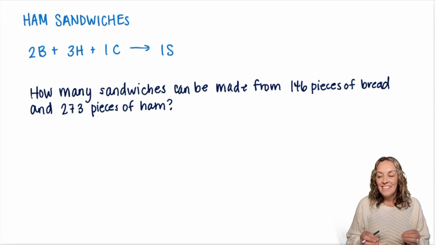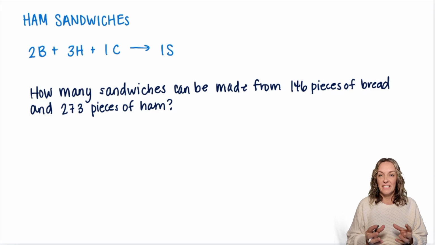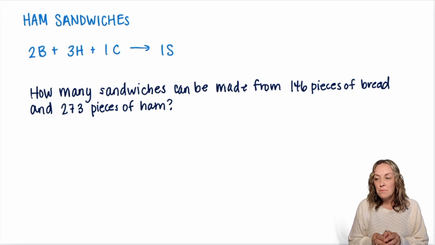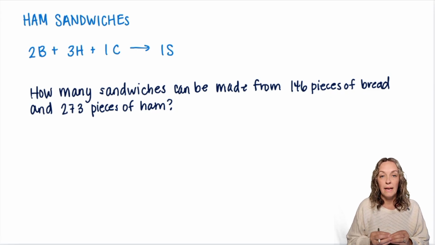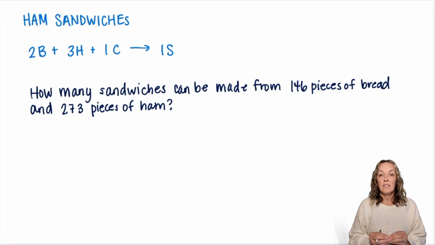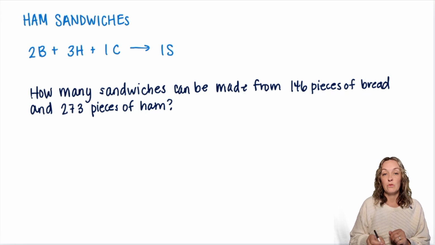All right, let's take a look at another example, and this time we are going to use ham sandwiches as an analogy. We are used to cooking, we understand how ingredients and recipes work, so this is going to show us how to set up the problem mathematically once we transition to chemical reactions. My ham sandwich recipe is as follows: 2 pieces of bread plus 3 pieces of ham plus 1 piece of cheese will produce 1 sandwich.